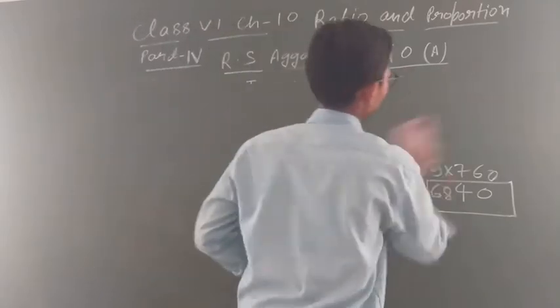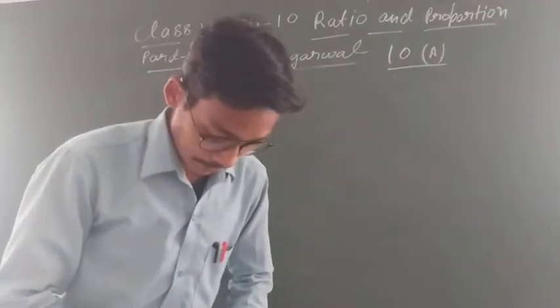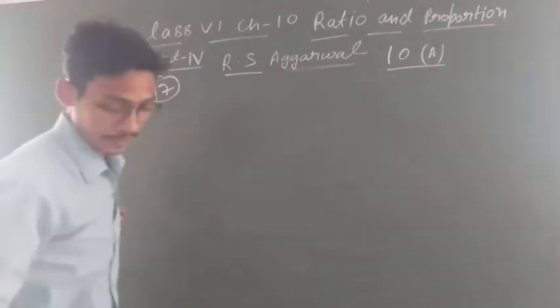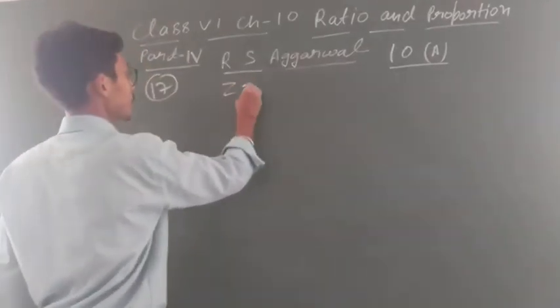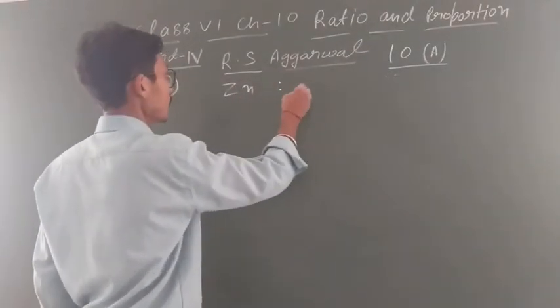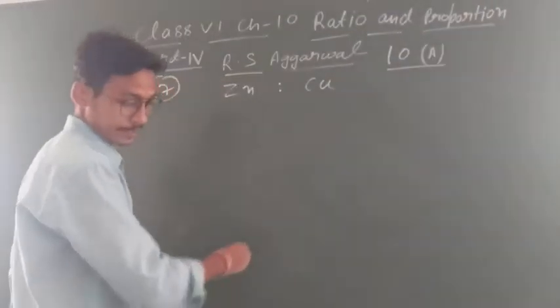Now let's move to the next question which is given in your book, students. Look, the 17th question, come on, 17. It is given that the ratio of zinc and copper, you know zinc, Zn, and copper are metals, is 7:9.